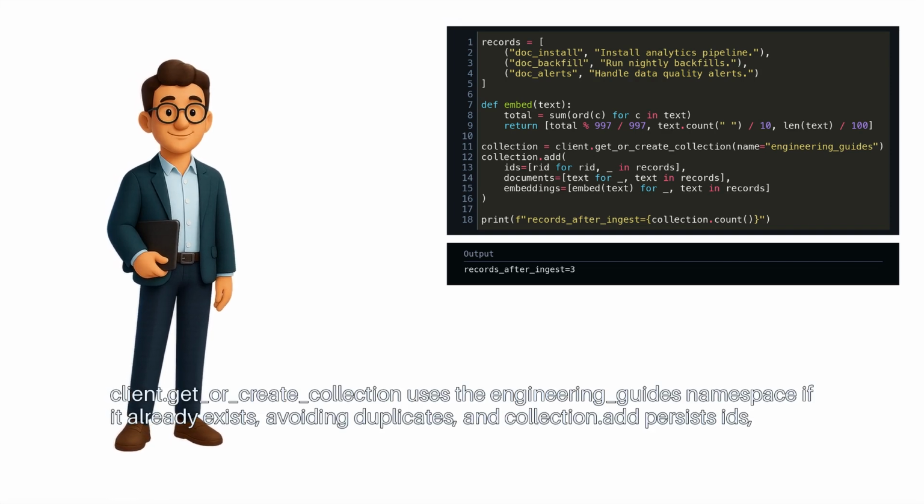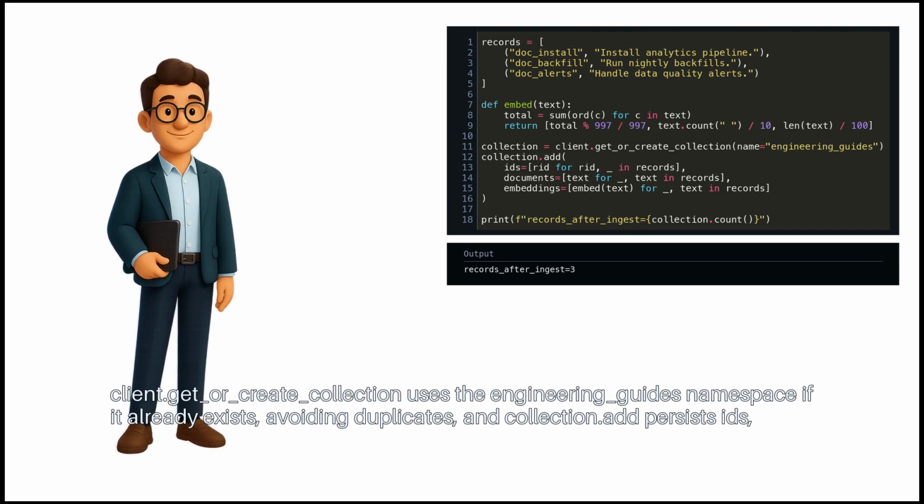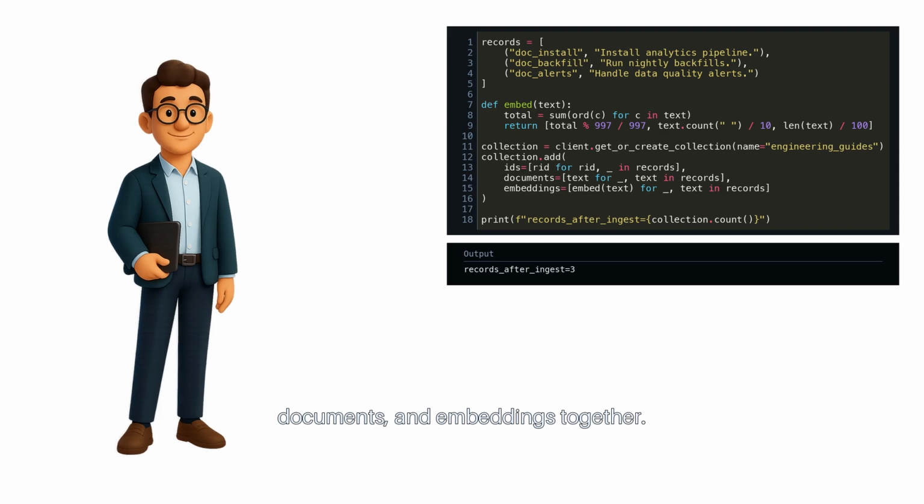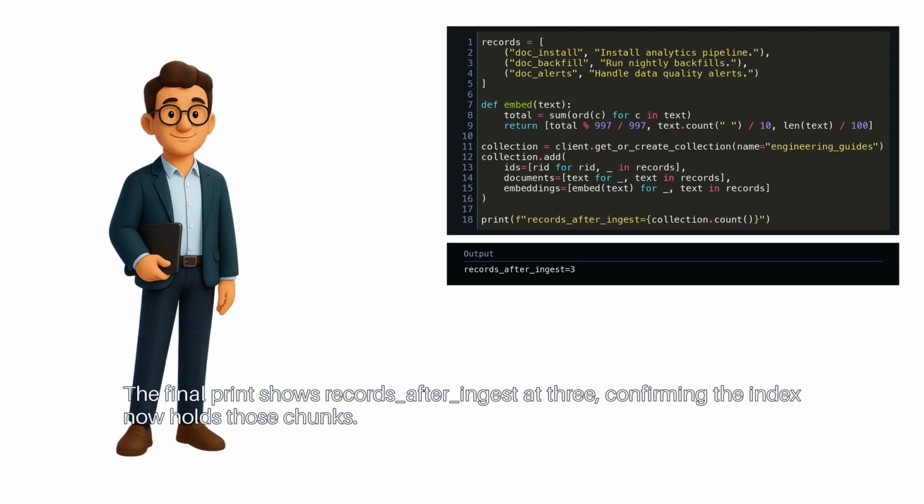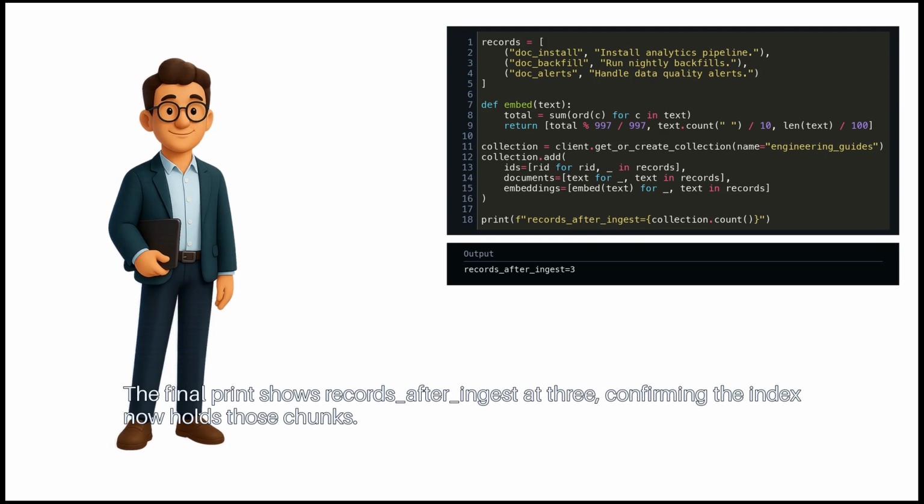Client, get or create collection uses the engineering guide's namespace if it already exists, avoiding duplicates. And collection.add persists IDs, documents, and embeddings together. The final print shows records after ingest at 3, confirming the index now holds those chunks.